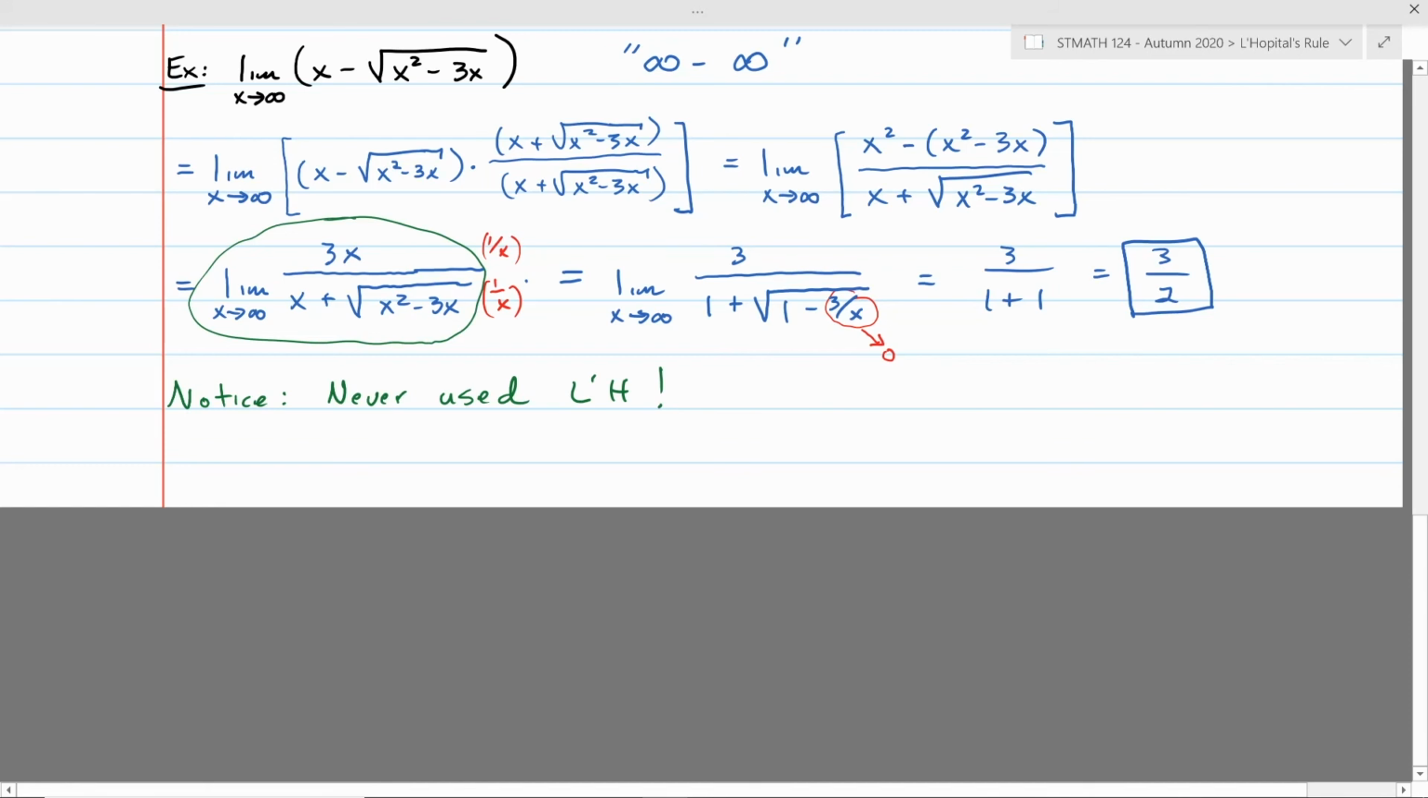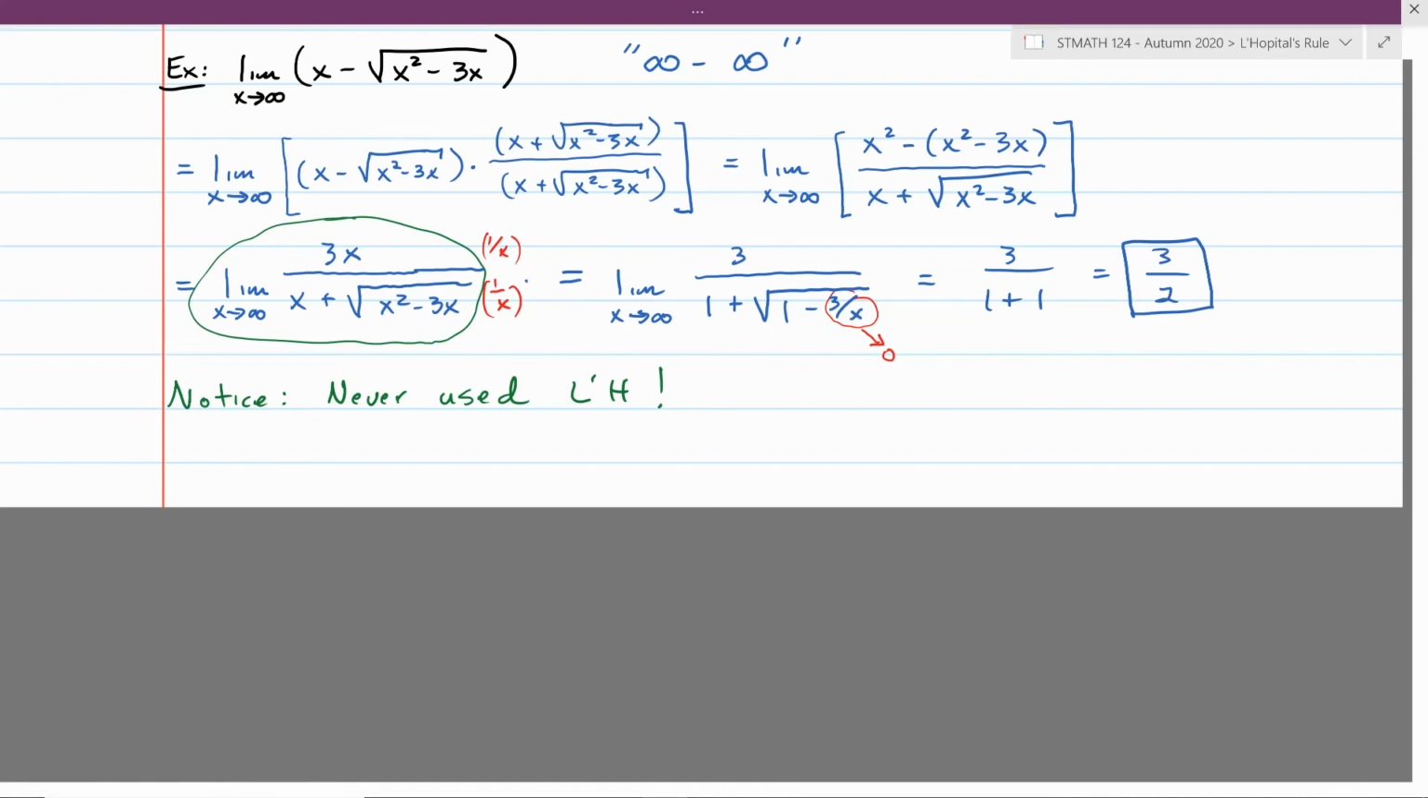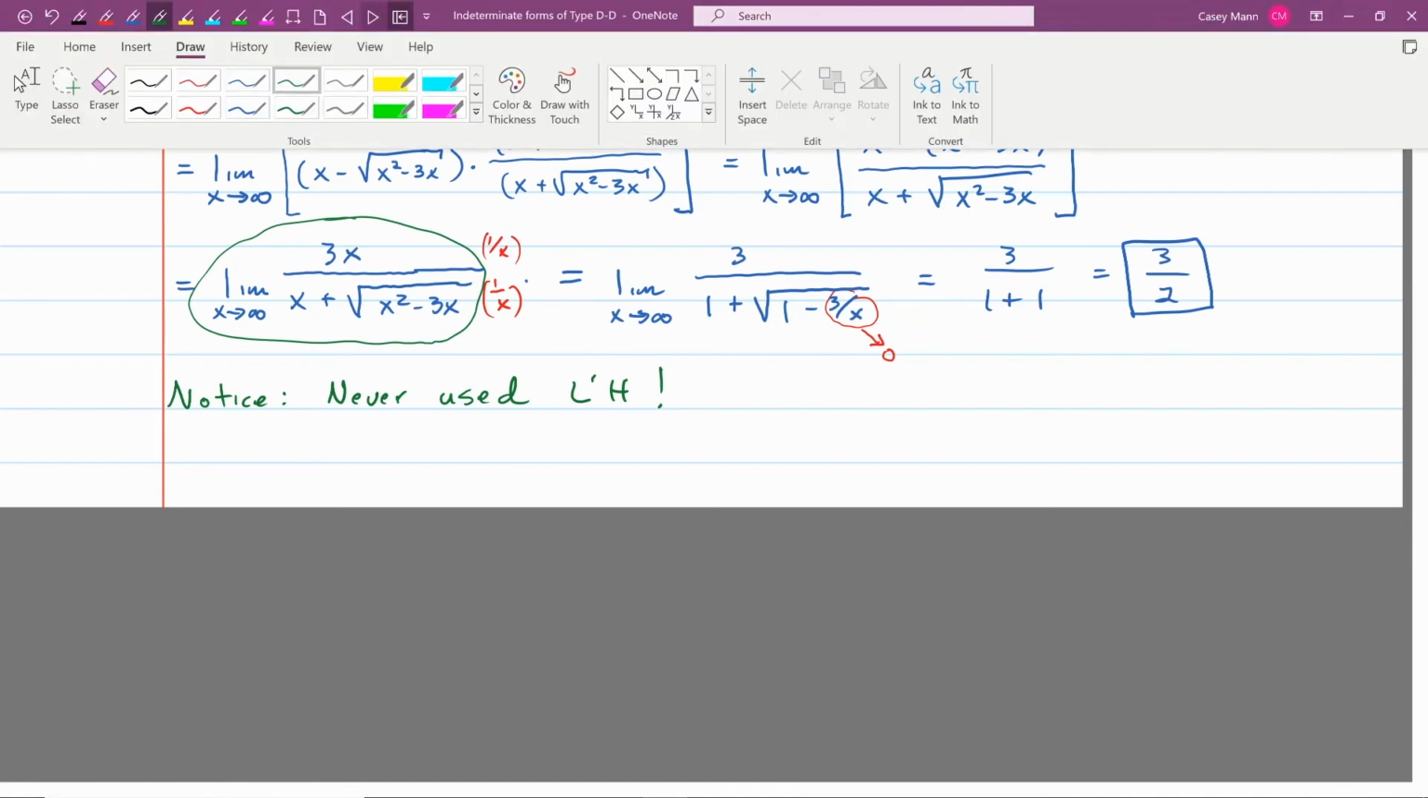And the reason I chose to go a different route was because I already tried to do this problem with L'Hopital's rule, and it didn't work. So I was saving you the trouble of seeing all the mess. However, you can do this problem with L'Hopital's rule. Let me show you how you can.